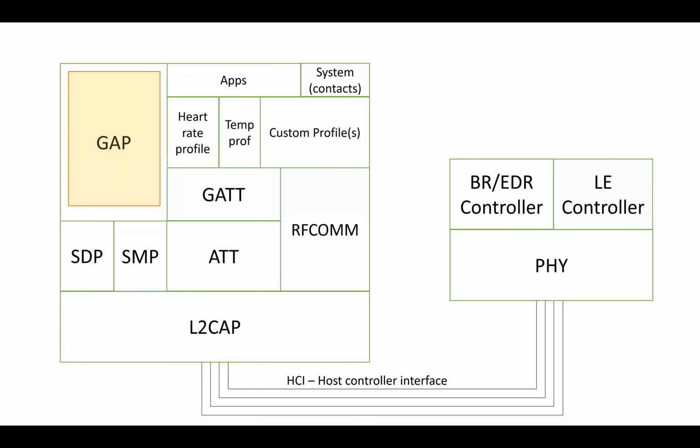And then finally, we're going to get into generic access, but the GAP layer allows two devices to set up, and does the initial setup of the connection. So it defines the advertisement packet and what to look for, and how scanning needs to work.